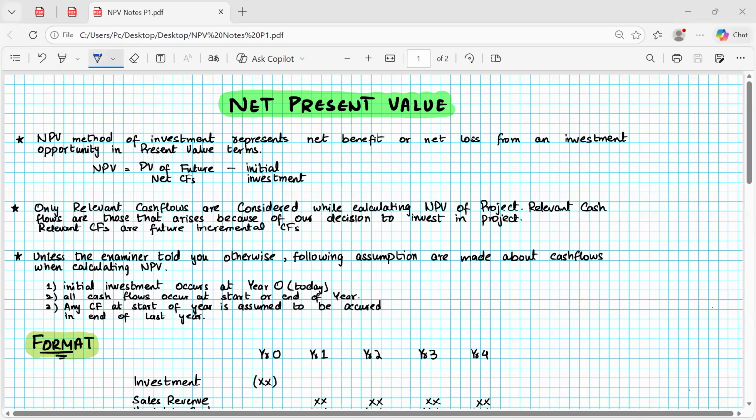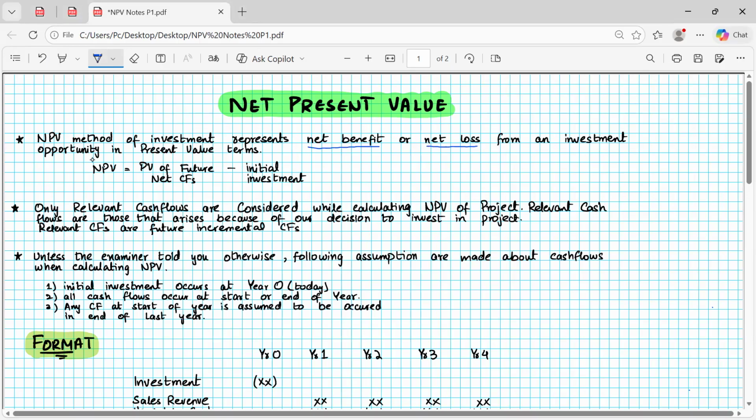Okay, so NPV is basically net present value. NPV is one of the methods of investment appraisal. And what does NPV tell you? The NPV method of investment represents a net benefit or net loss from an investment opportunity in present value terms.